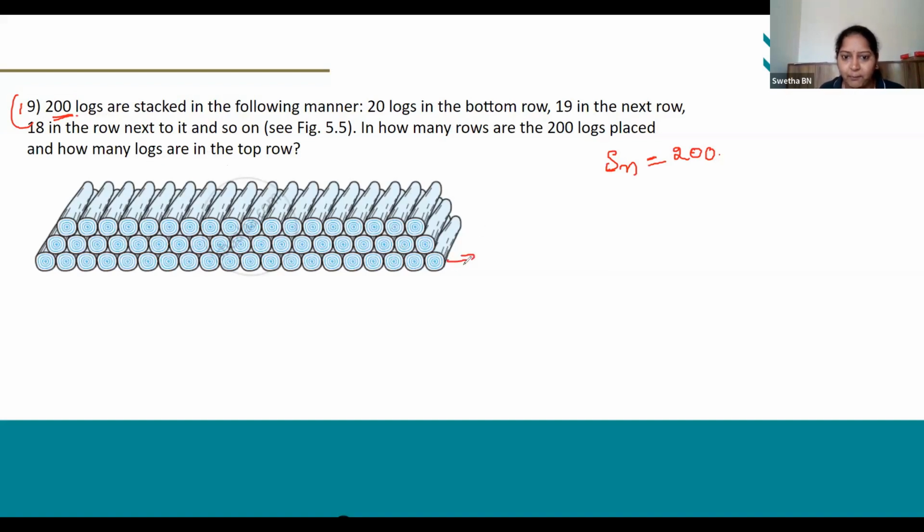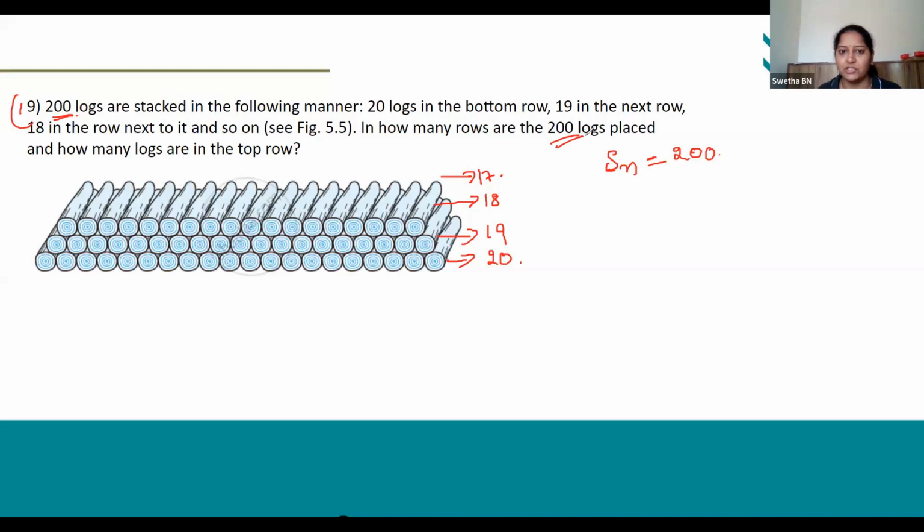See, this is the bottom. How many logs are there in the bottom row? There are 20 logs. Above that, there are 19 and 18. So the next row is 17. Like this, they have arranged. Okay, children, and what is the question? How many rows are needed to place the 200 logs if you arrange in this manner?